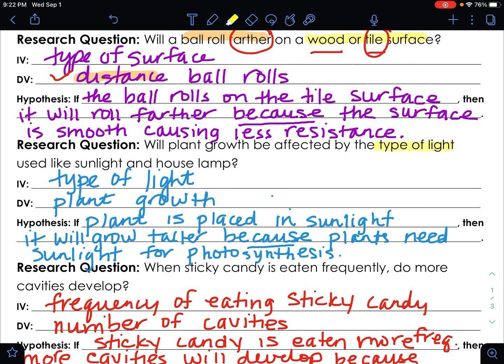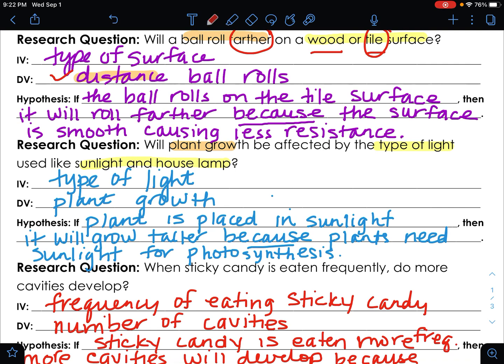All right, and here are the examples that we're going to have. That's going to be our choices. So what are we going to measure then? And that will be plant growth. So you see that the independent variable is type of light, and what we're going to measure then, our dependent variable, is the plant growth.